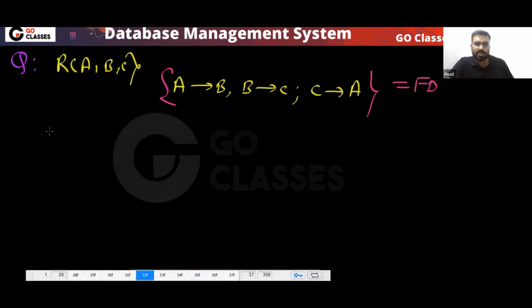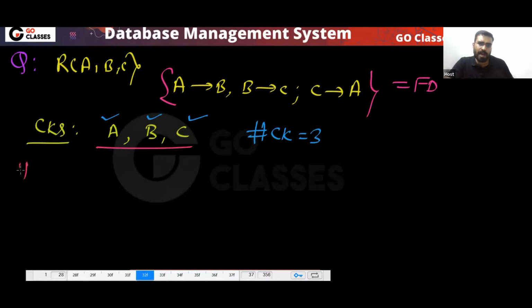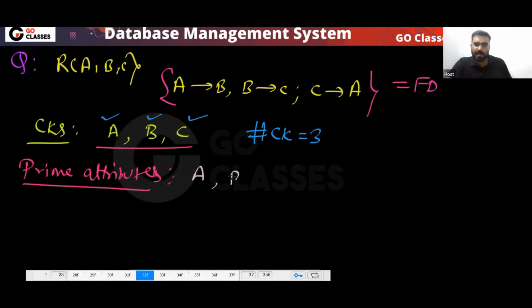Every attribute is a prime attribute, because first you find the candidate keys. You can notice A is also a candidate key, B is also a candidate key, C is also a candidate key. So all of them are candidate keys, and the number of candidate keys is equal to 3. Now the prime attributes are those attributes which are part of some candidate key. So this is a prime attribute, this is a prime attribute, this is a prime attribute.